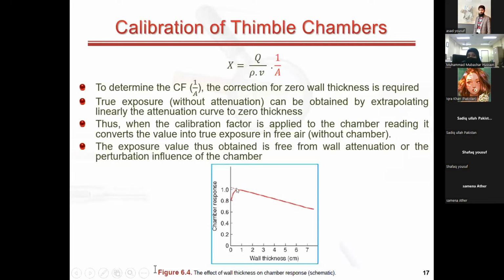After electronic equilibrium, chamber response again decreases with the increase in wall thickness, and now this decrease is due to the attenuation of these electrons. So if we extrapolate this chamber response to zero wall thickness, we can get a chamber response at zero wall thickness. That is our requirement. Zero wall thickness means there is no chamber when we measure ionizing radiation, or there is no perturbation. That is the basic principle of cavity theory. So in this way, we can measure the fluence at zero wall thickness. And this correction factor is used for the measurement of exposure for our thimble chambers.